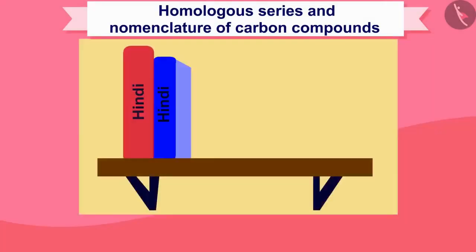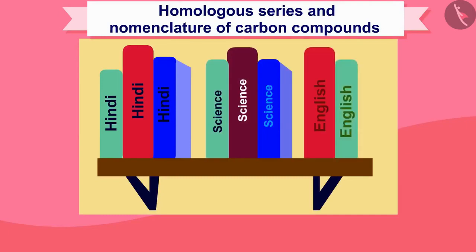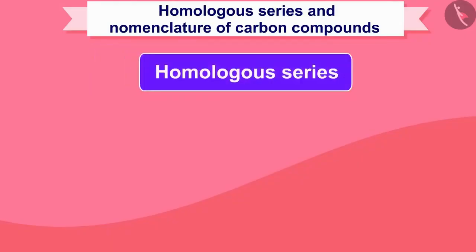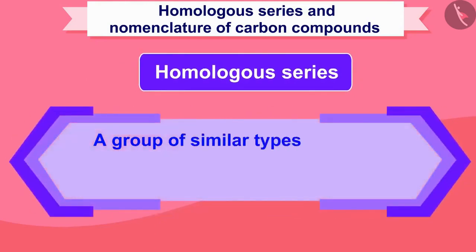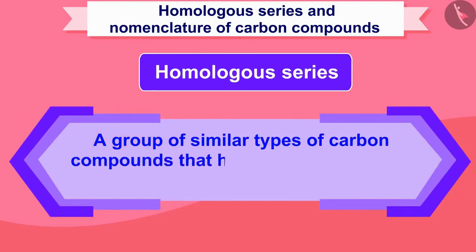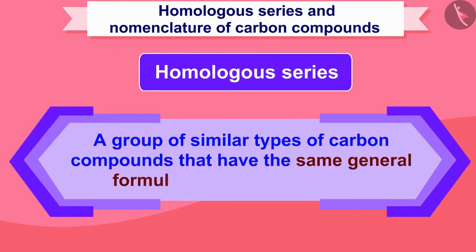Suppose we divided many books according to their subject. That is, all the books of Hindi, English, Science, etc. were kept separately. As its name suggests, homologous carbon compounds can be defined as a group of similar type of carbon compounds that have the same general formula and functional group.